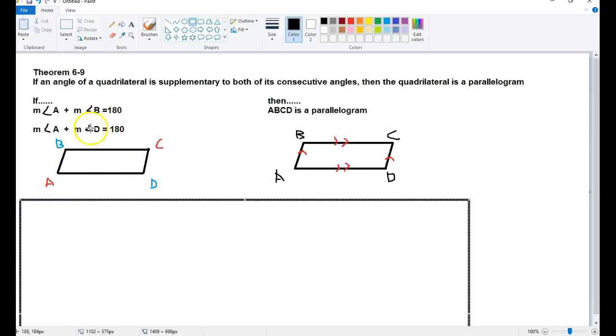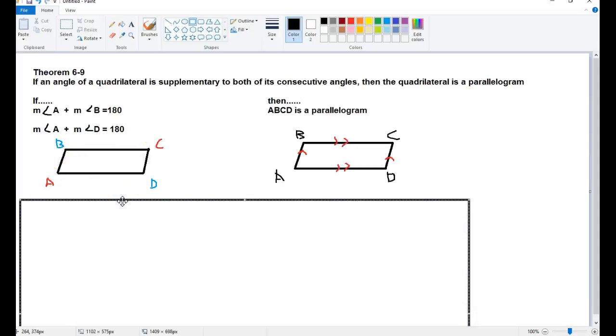So this is what it means by being supplementary, 180 degrees, and by being consecutive, next to angles. You could have chosen any angles you wanted, but as long as you prove it for one angle and another, one angle and another, one angle has to be the same.